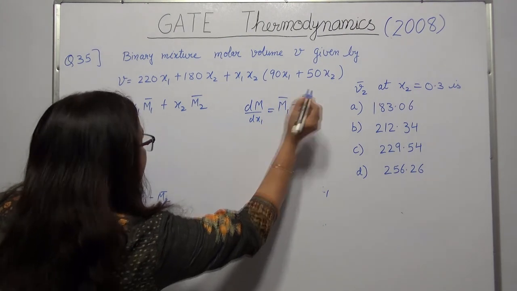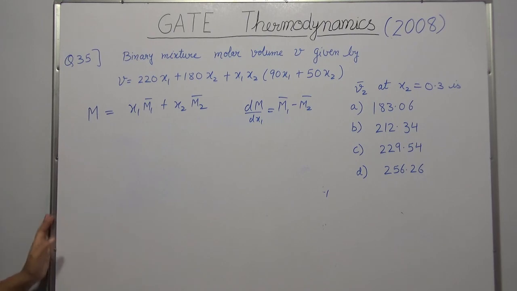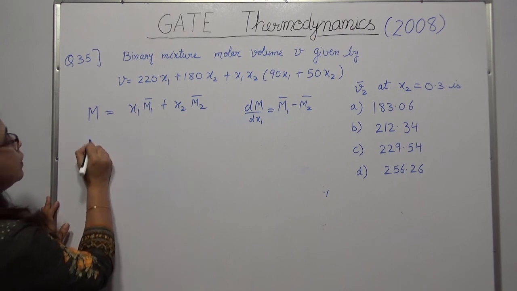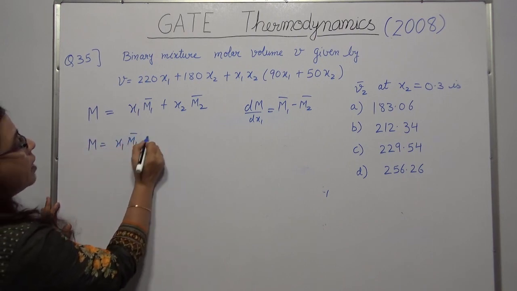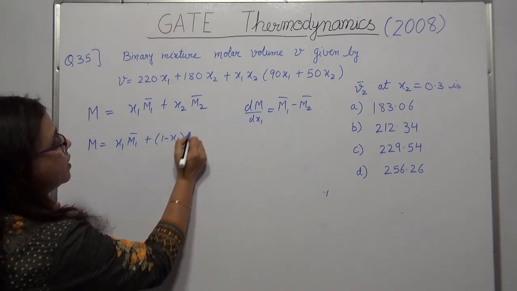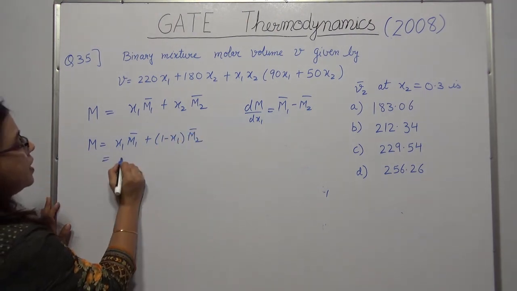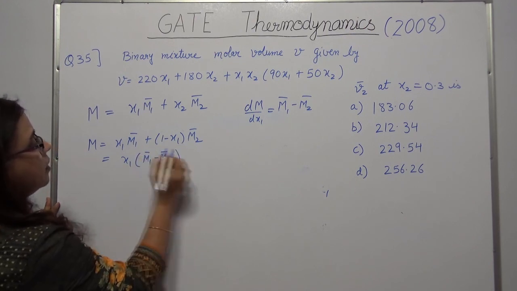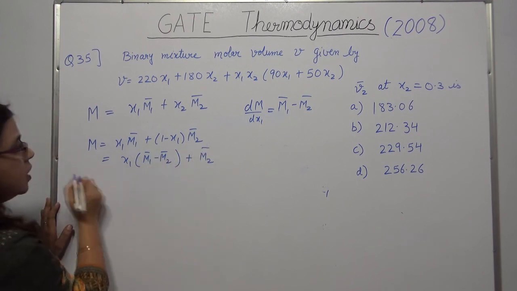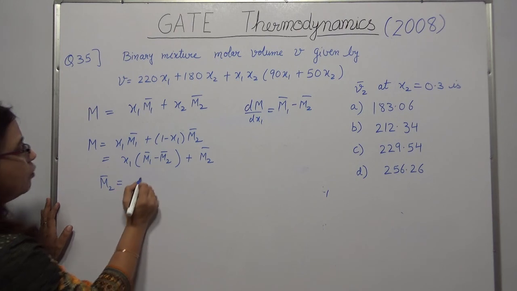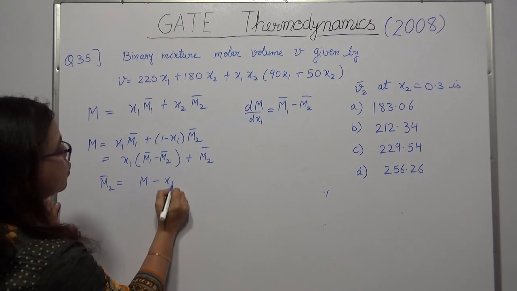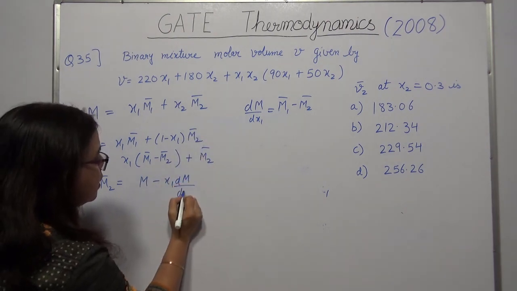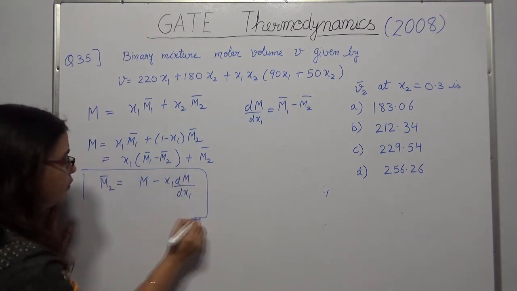Now since I have to find m2 bar, I will eliminate x2. I will write M = x1 m1 bar plus x2, which I can write as (1 minus x1), m2 bar. Now take x1 common, so you get x1 (m1 bar minus m2 bar) plus m2 bar. Now rearrange this equation and solve for m2 bar. What you get is m2 bar = M minus x1 times (m1 bar minus m2 bar), and m1 bar minus m2 bar is nothing but dM by dx1. So this is the equation which we are going to use.